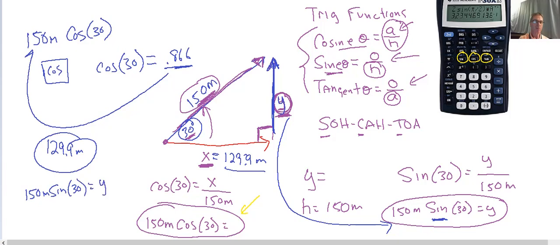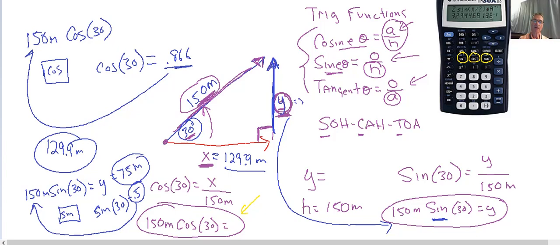Well, the sine of 30 degrees, when I plug that in, again, I'm going to hit the sine button on my calculator. It's going to give me sine and a parenthesis. I'm going to type in 30, close parentheses. The answer to that is going to be 0.5. I'm going to take the 0.5, multiply that times 150, because it's 150 times the sine of 30, and so y will equal 75 meters. And I now have the x and y components broken up.